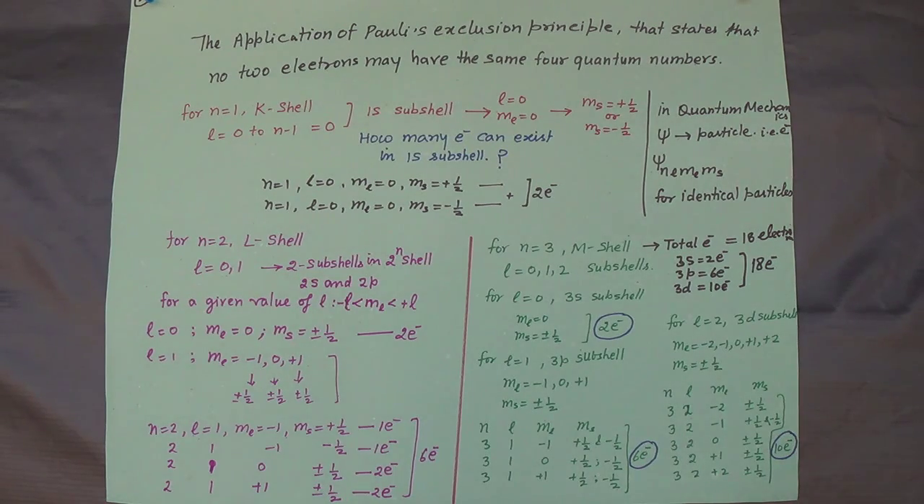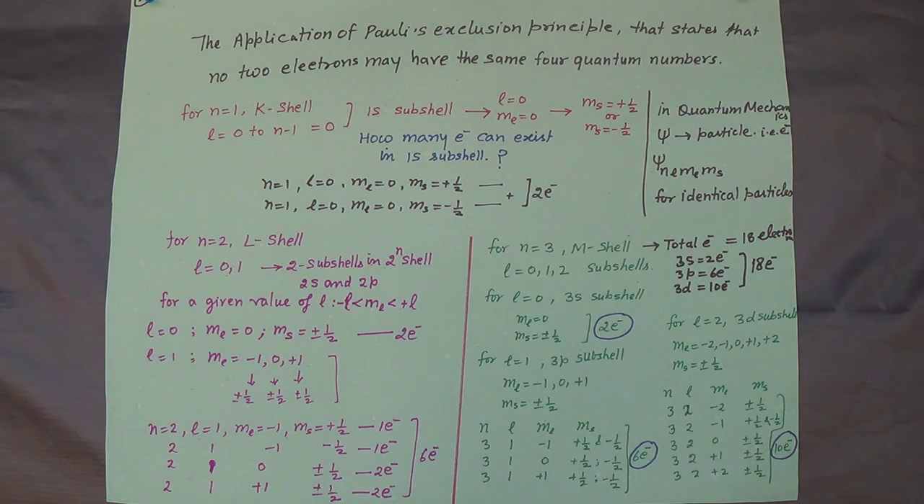Suppose I consider a simple example of neon, in which you know there are 10 electrons. Or an example of calcium: calcium has atomic number 20, which means there are 20 electrons. You know that all the electrons have the same mass and the same charge, right? So all these electrons are similar, identical particles. We say that these electrons are identical particles.